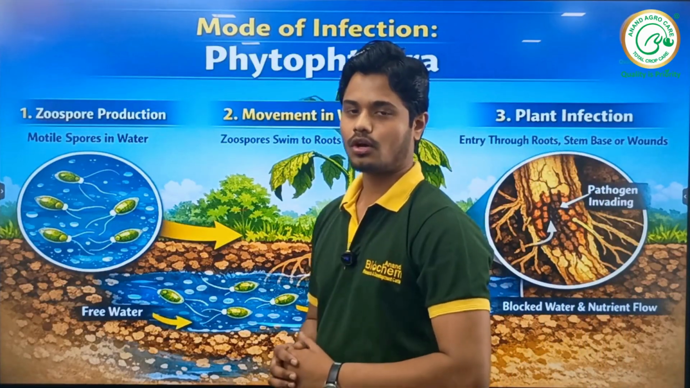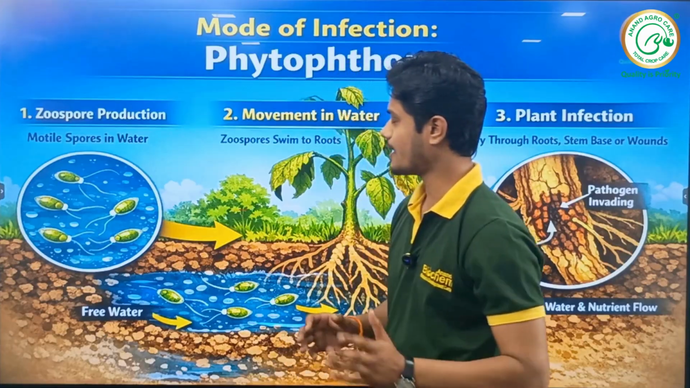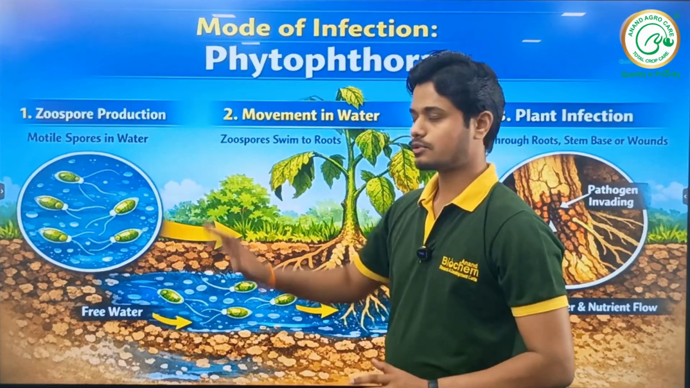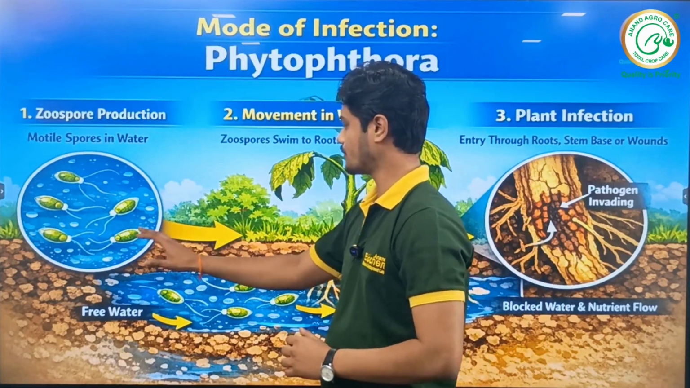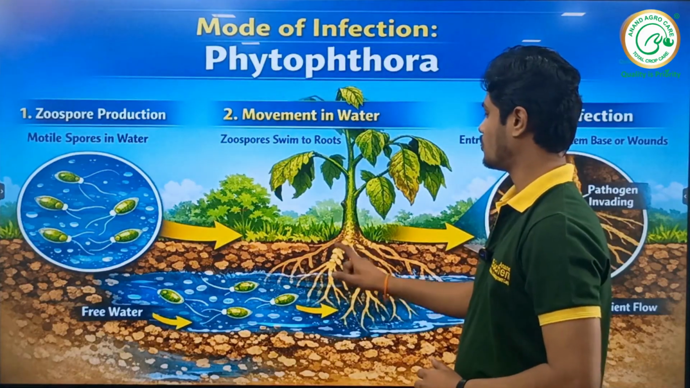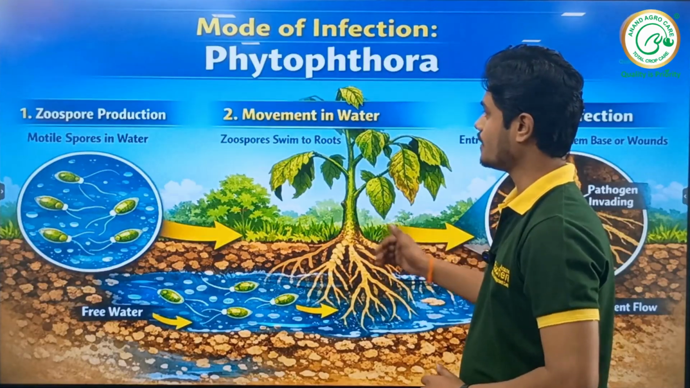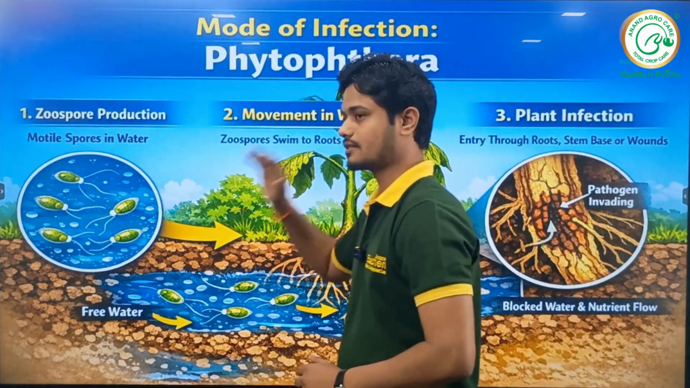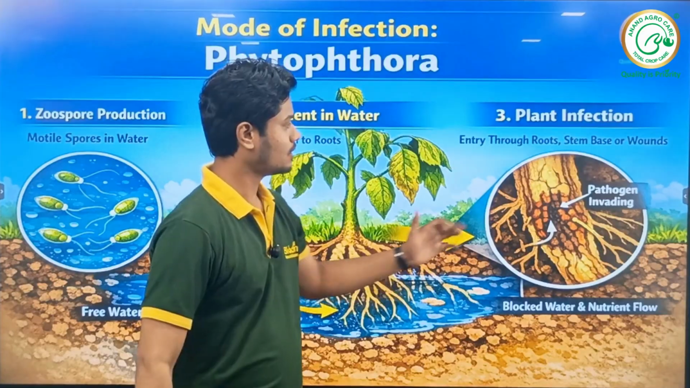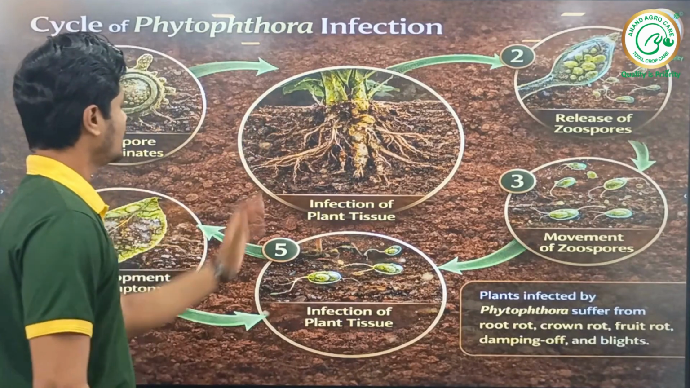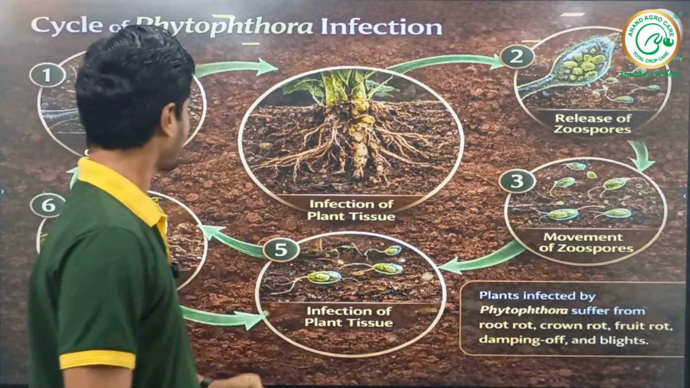What is its mode of action? As we understand, zoospores are motile spores, meaning swimming spores that move through water to roots and then infect or multiply there and spread to all plant parts. After the infection, visible symptoms form. Here we will understand diagrammatically.